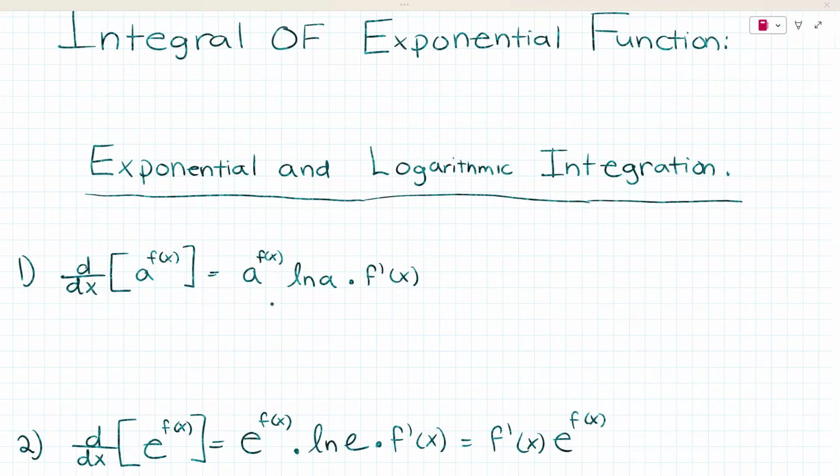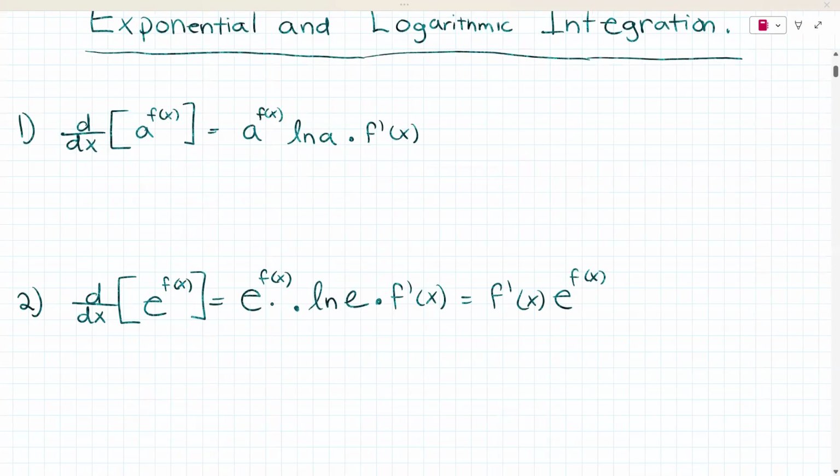And then if you have to take the derivative of e to f of x, that's going to be e to the f of x times ln of e times f prime of x, equals f prime of x e to the f of x. And a good example would be like e to the x or e to the 2x, right? So your f of x is 2x, and then f prime is 2. So you just put the derivative, or f prime, in front of the e, so that's 2e to that 2x.